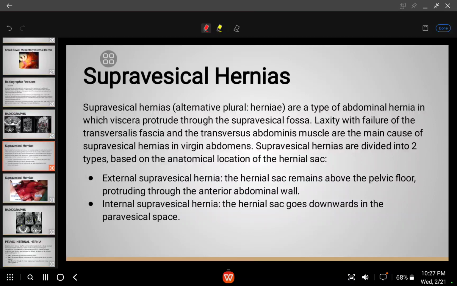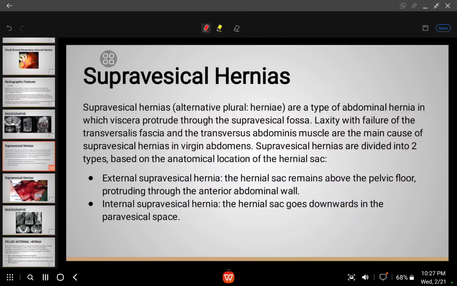Laxity with the failure of the transversalis fascia and the transversus abdominis muscle are the main causes of the supravesical hernia in the virgin abdomens. The supravesical hernias are divided into two types based on the anatomical location of the hernial sac: external supravesical hernia and internal supravesical hernia.